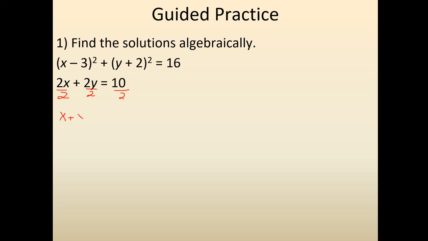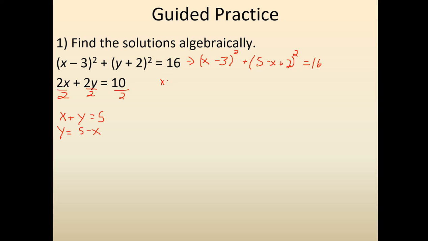I get x plus y equals 5. And then when I rewrite this, it becomes y equals 5 minus x. This is actually going to take a while. I then take this equation, plug it in for y up here, so I get (x minus 3) squared plus (5 minus x plus 2) squared equals 16.